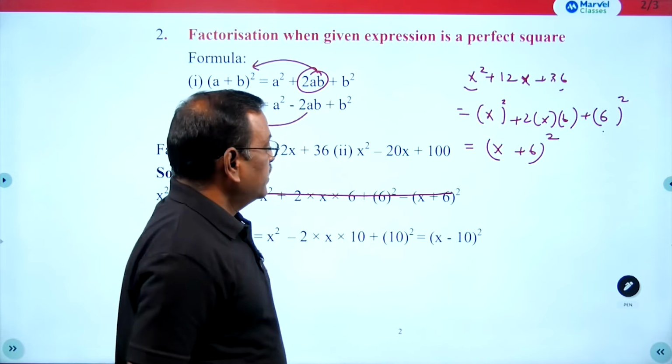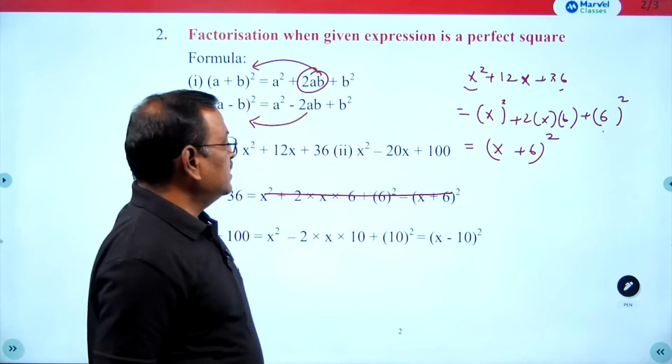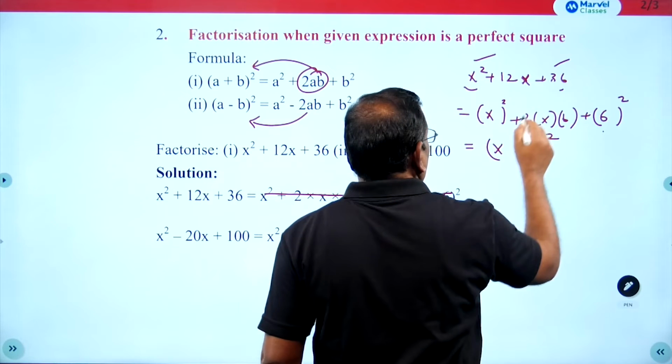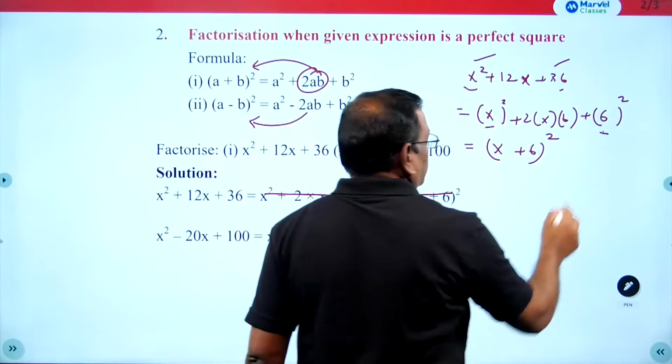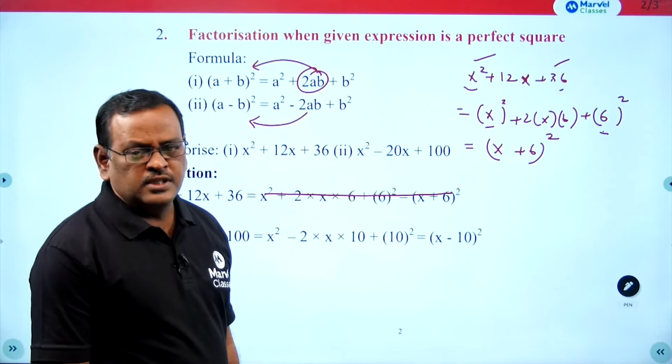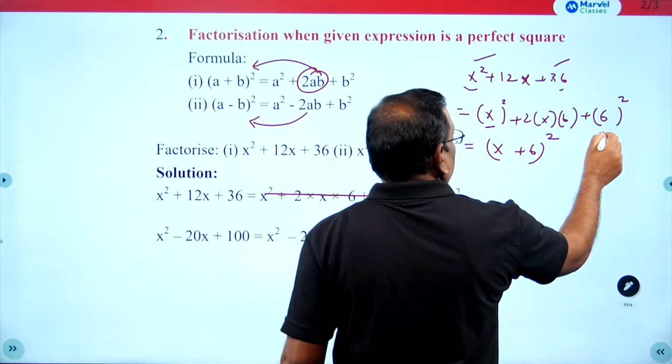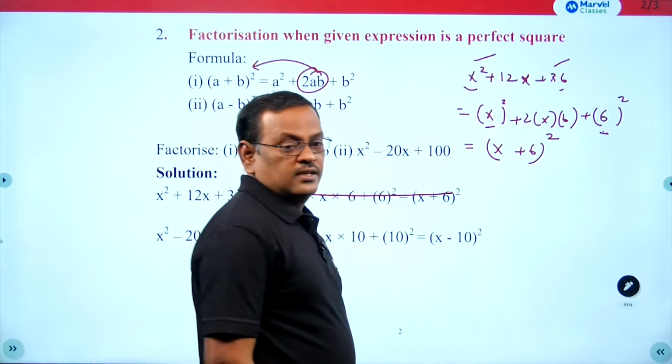Clear now? We can apply this identity only when 2 terms are square numbers. Yes, these 2 are square numbers, and hence one is a square, another one is b square. So what is the middle term? The middle term is 2ab, 2 into a. How to identify a? The first term is a and the second term is b. Therefore, x plus 6 the whole square.